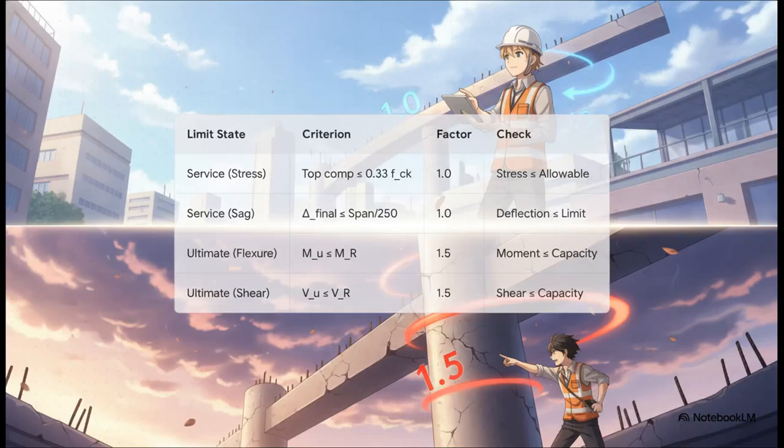Just to keep all of this perfectly organized for you, here is the synthesized checklist based on the structural codes that literally every single engineer has to follow. You can see the clear divide here. Serviceability is on the top using a 1.0 load factor to check stress and deflection, and ultimate is on the bottom using that 1.5 load factor to check for moment and shear failure. This checklist guarantees a structure is both completely safe in a disaster and perfectly functional for decades of normal use.